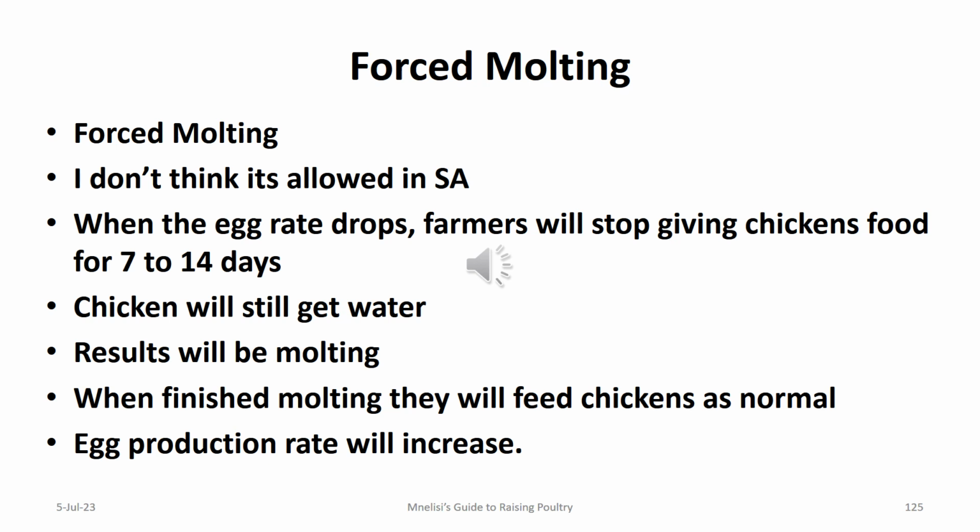Another type of forced molting is to give your chicken feed, but use feed with a bad diet, feed with fewer nutrients. Lights on the farm will also be reduced to simulate winter. The result will be molting. Chickens will lose feathers. When the molting is finished, they will be fed normally again. The egg production rate will increase and the quality of eggs will improve. Please check if they allow this in your country.